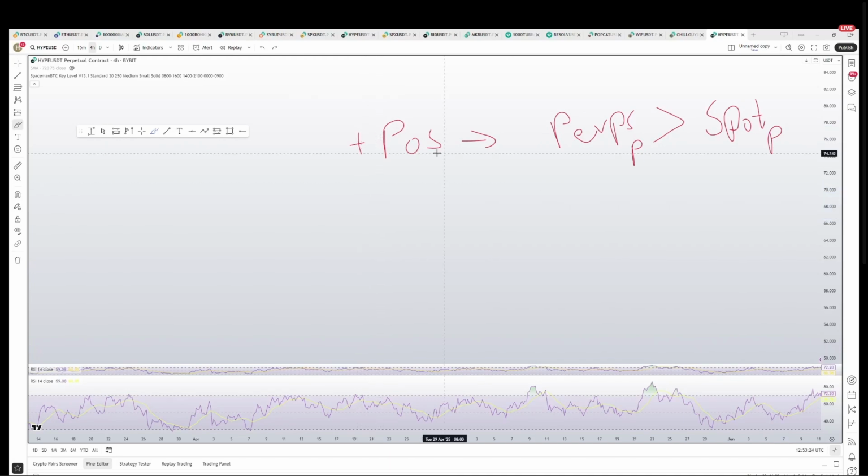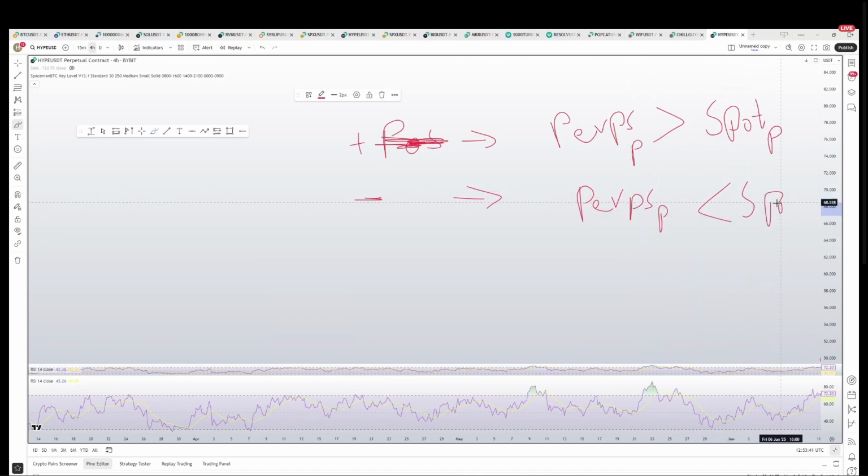On the other hand, in case of negative funding, it means that the perps price is trading at a lower price than spot price, right?